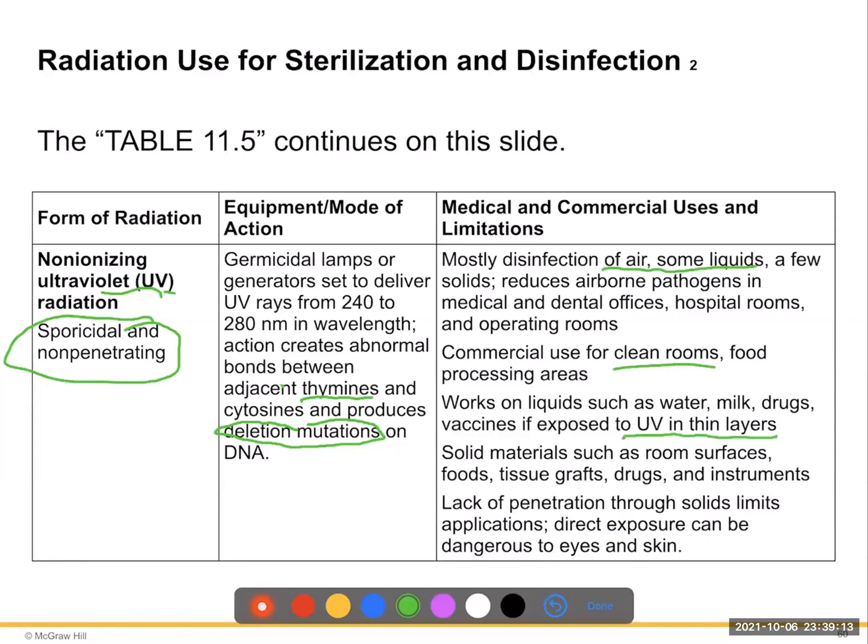Solid materials include room surfaces, food, tissue grafts, drugs, and instruments. The lack of penetration through solids limits its application. It's not penetrating like ionizing radiation is. Direct exposure can be dangerous to your eyes and your skin. Again, with tanning booths, you wear protection over your eyes to help protect them from the UV radiation, and skin cancer can develop from too much exposure to UV radiation.